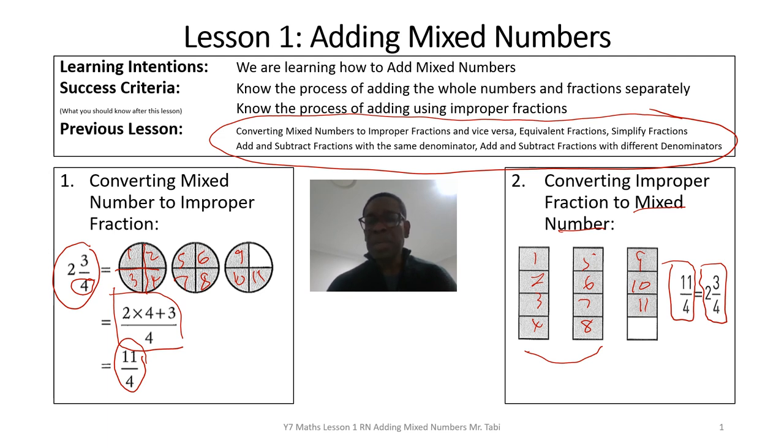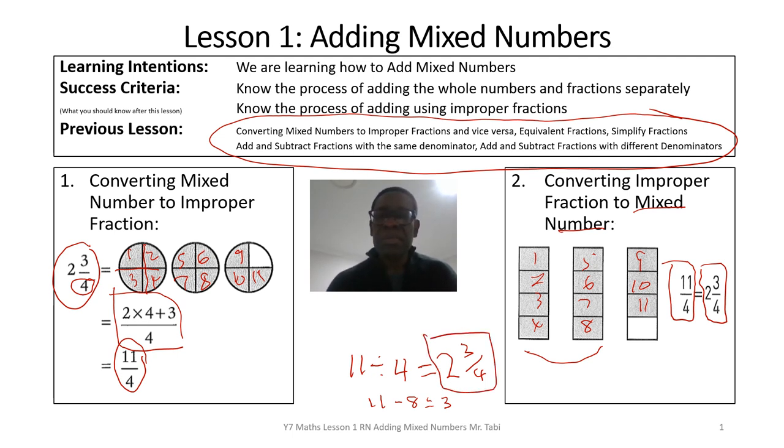Now, if we wanted to do it by calculation, then this is what we'll do. We take the 11 and divide that by 4. And you ask yourself, how many times would 4 go into 11? Of course, 2 times. 2 times 4 is 8, so 11 minus 8 gives you 3. And so this should be a remainder of 3, so 3 over 4. And so 11 over 4 is equal to 2 3/4.